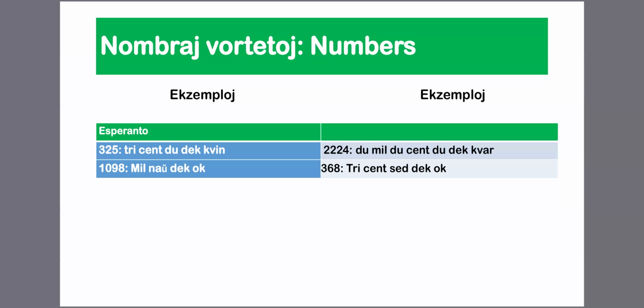So I'm going also to take an example. I say 325. How can we read it in Esperanto? We know 3, if it's 100, is tri cent. And the 25 is du dek kvin. Tri cent du dek kvin.